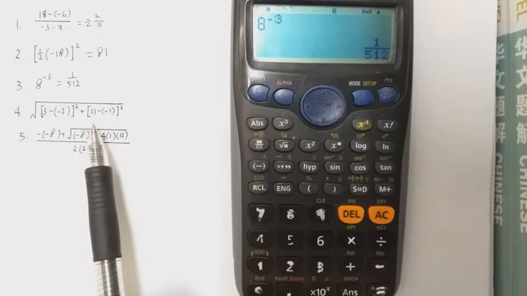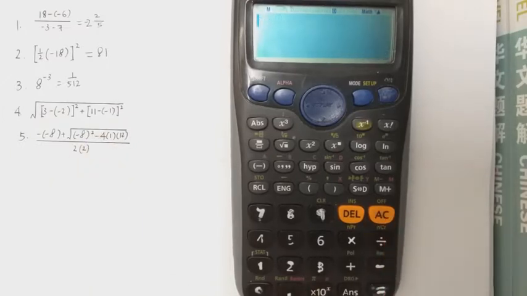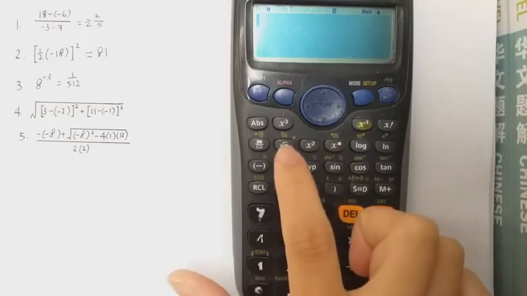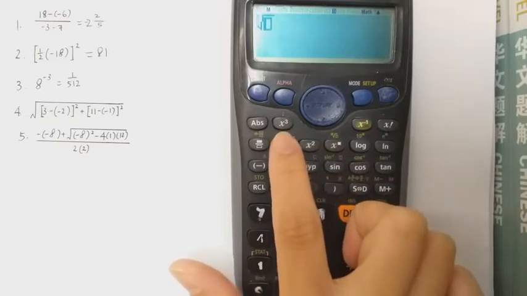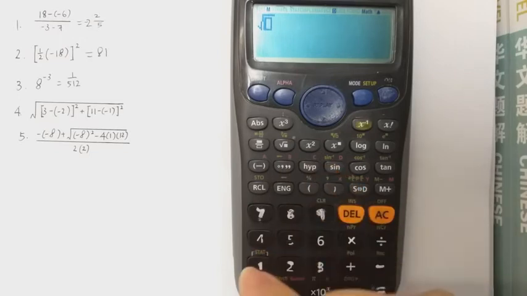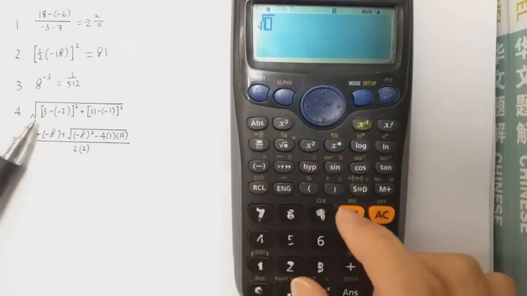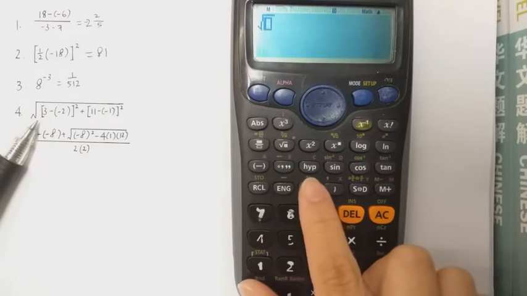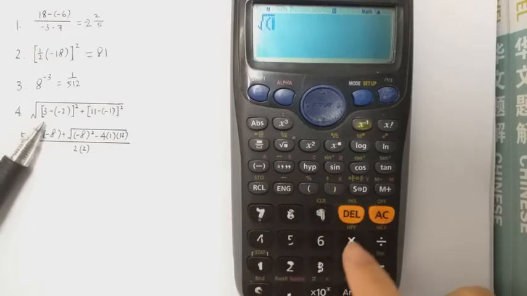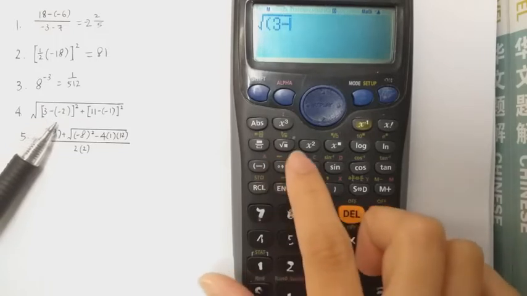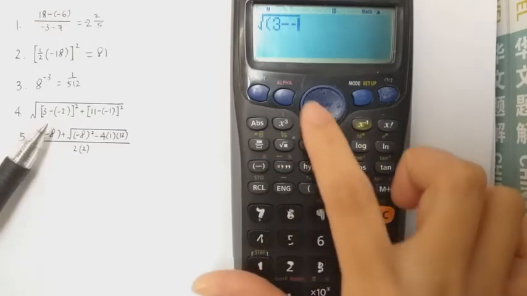Okay, for the next problem example, it looks rather complicated, but don't worry, we will get through it slowly. Square root. Okay, where is the square root button? It's here, the button here. So we will have the square root first. Then we will have a square bracket. Again, there's no square bracket. We'll put rounded brackets, no problem. 3. This is a minus sign, minus. Negative 2, open bracket. Oops, sorry.